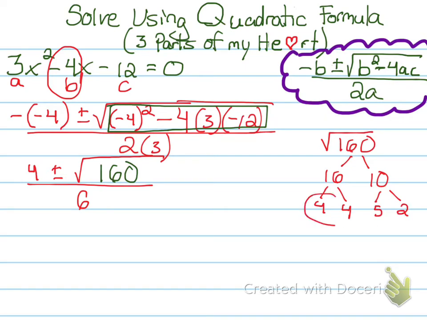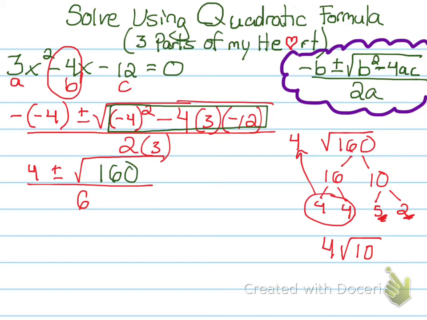I have a pair of 4s. And I know some of you are thinking, why didn't she break down the 4 to 2 and 2? You could have done that as well, and you would still take out your pairs. So I'm going to take out my 4. And then under the square root, I have a leftover of a 5 and a 2. So when I multiply those two together, it equals 10. So 4 square root of 10 is going to replace the square root of 160.